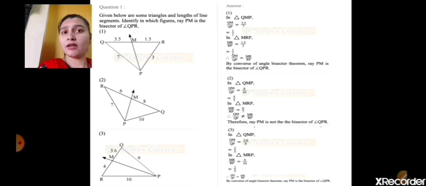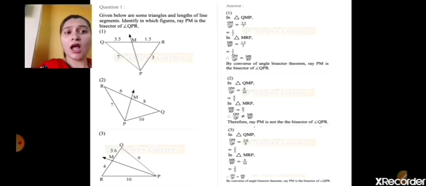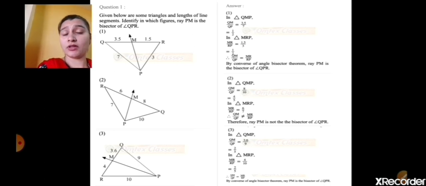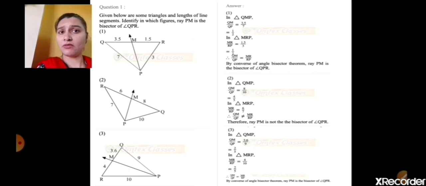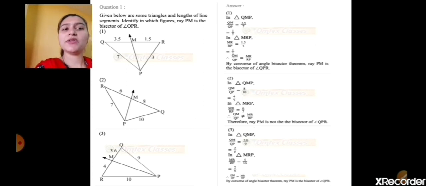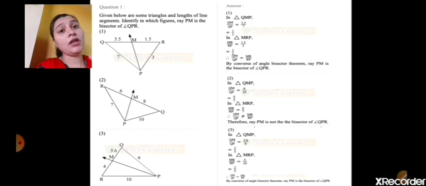Again go with the third one. We'll take one triangle QMP and another triangle MRP. Again you can see 2 upon 5 and 2 upon 5. I am talking about the third question. The values are equal. So yes, by the converse of the angle bisector theorem, ray PM is the bisector of angle QPR.